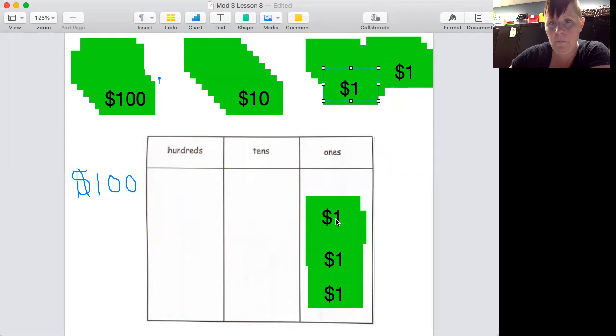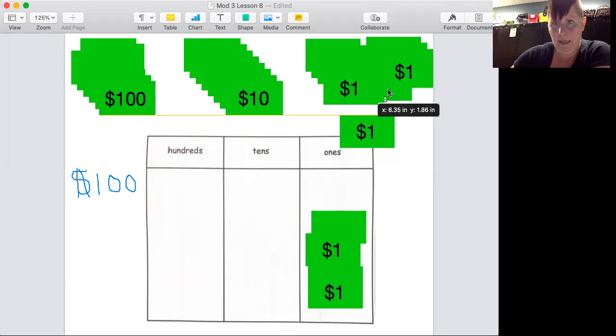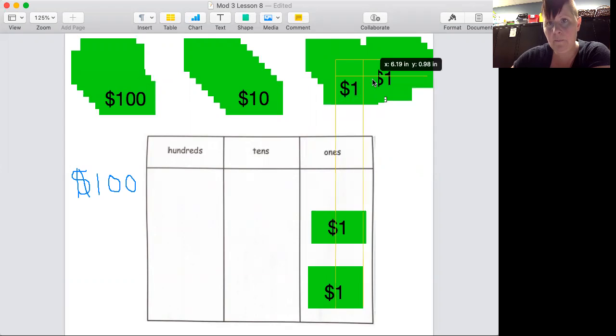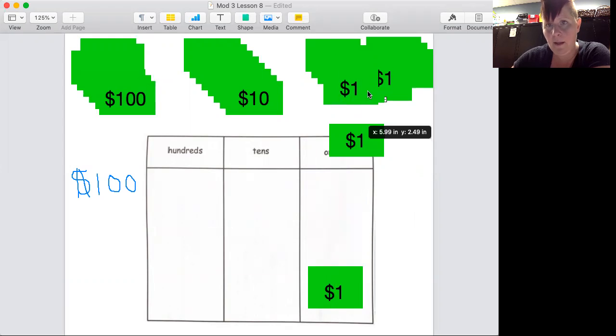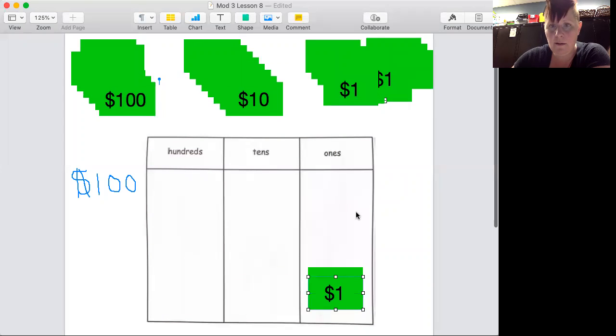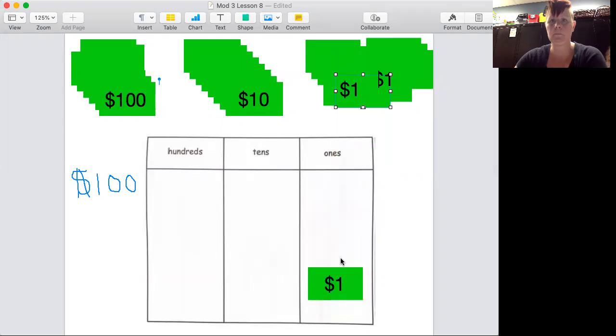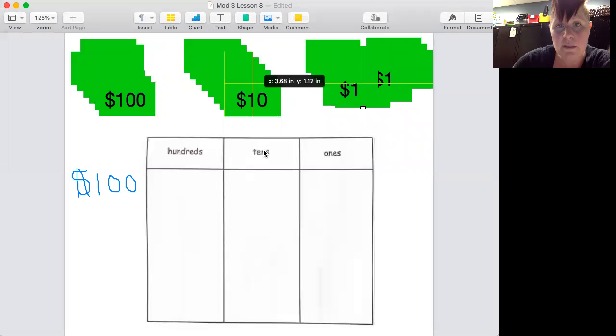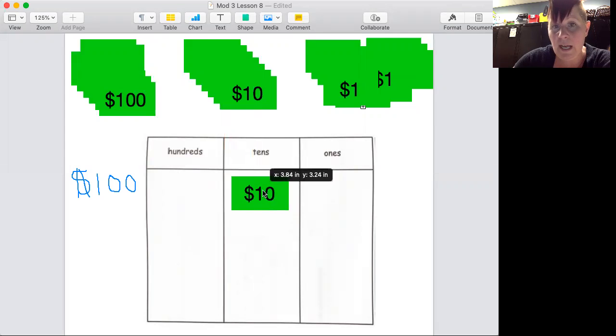2, 3, 4, 5, 6, 7, 8, 9, and 10. Taking them back to the bank, and what the bank is going to do is they're going to give me one little $10 bill instead, which now goes in the tens place.